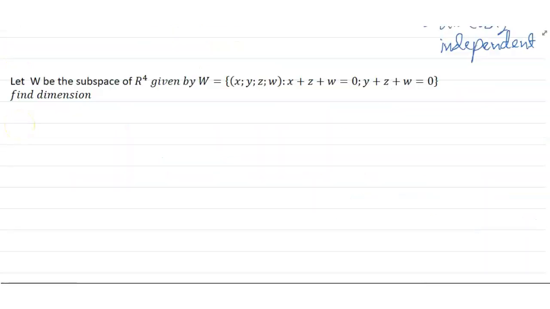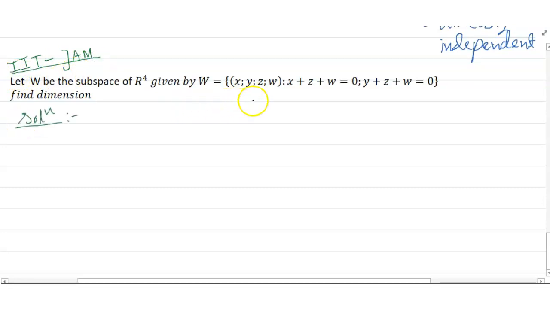So friends, this is my last problem. This problem is also coming from IIT JAM. This is a dimension problem solution. This problem can be solved in two ways, friends. I have already told one way, that you can learn from the first questions: number of variables minus number of restrictions equals the dimension of V. Now I want to solve this problem another way.